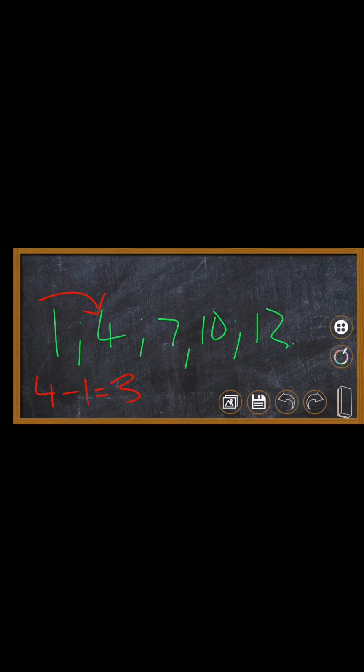And then you double check. So from 4 to 7, if we say 4 plus 3, do we get 7? Yes. If we say 7 plus 3, do we get 10? Yes. And so forth. So that's 13. And so there is a difference of 3 between successive terms. So successive terms means the two terms that follow each other. So those are successive terms. So the pattern is continued by adding 3 to the previous term.